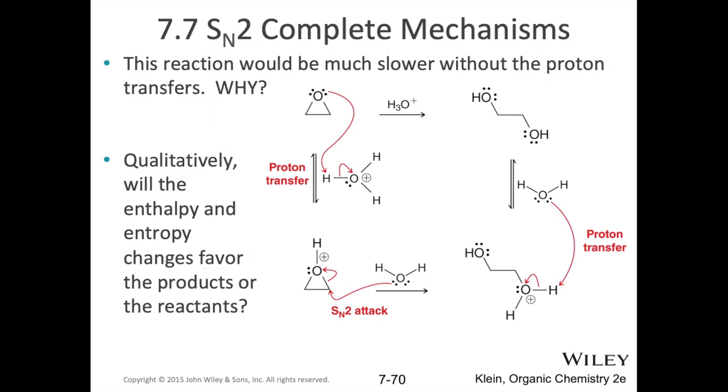So, yeah, that just generally speeds things up. It makes our leaving group better. It makes our product more stable. That generally just pushes the equilibrium towards the product side.